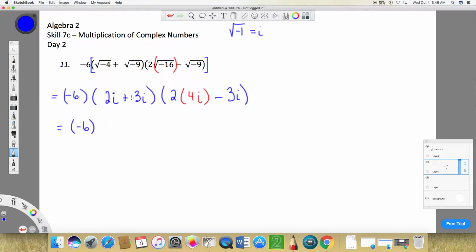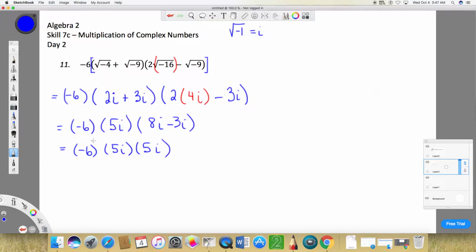With this first binomial, since they're like terms, I can combine that to a single term. 2I plus 3I is 5I. And over here, 2 times 4I is 8I, and 8I minus 3I is another 5I. So we've got -6 times 5I times 5I.